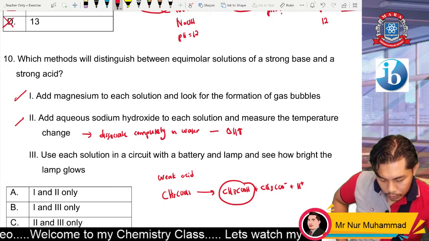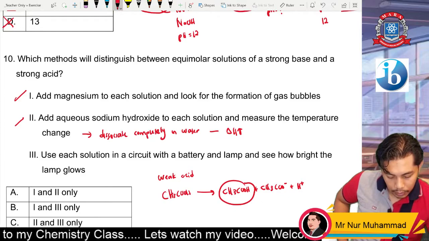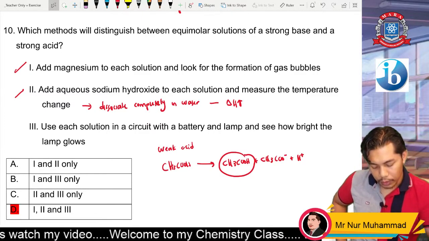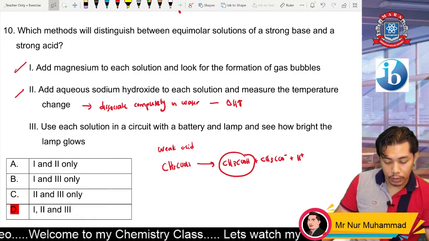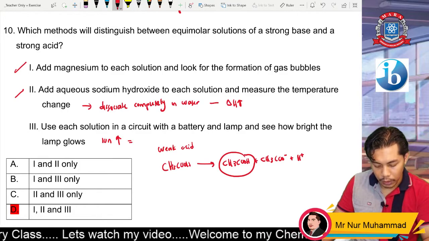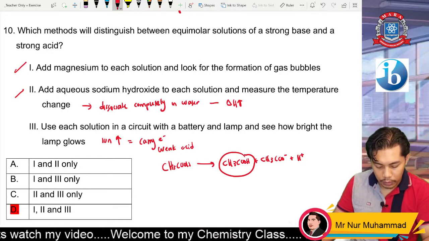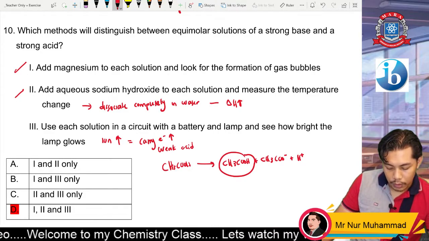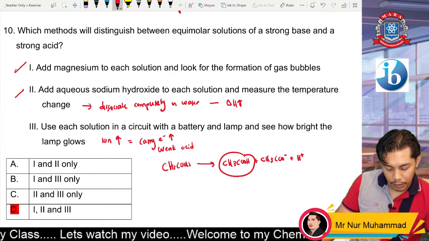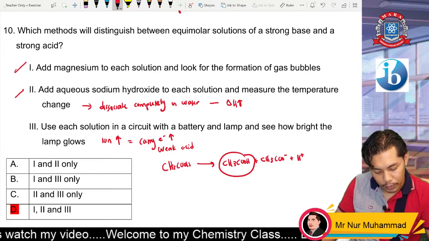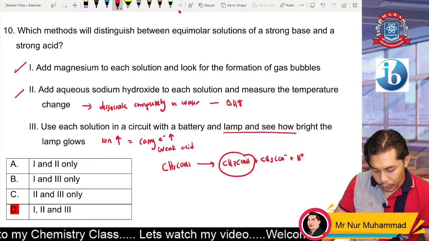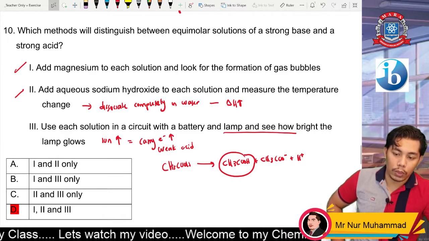Number 3: use each solution in a circuit with a battery and lamp and see how bright the lamp glows. This is related to the amount of hydrogen ion or hydroxide ion. When the number of ions increases, it can carry electricity very well, so it will produce a brighter lamp. So the answer is 1, 2 and 3. For part B, I will continue.